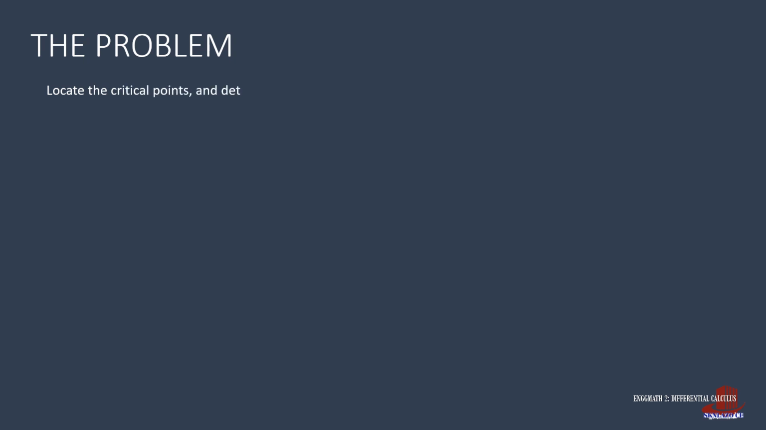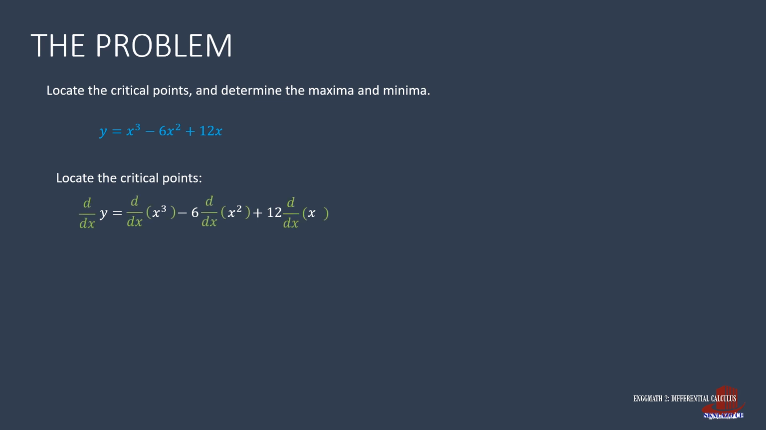The function for this example is y equals x cubed minus 6x squared plus 12x. Take the derivative of the function to identify the critical points. With a polynomial function, we differentiate terms individually. dx over dx on the third term is taken as 1.